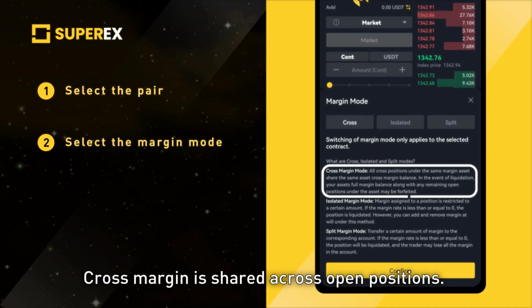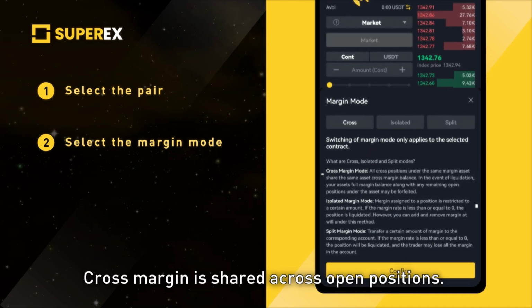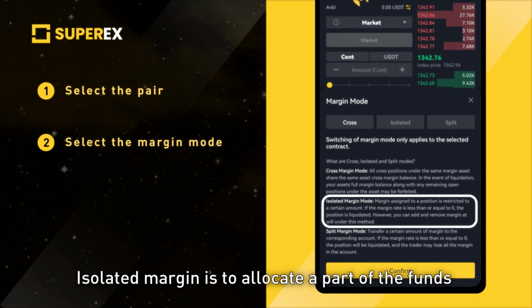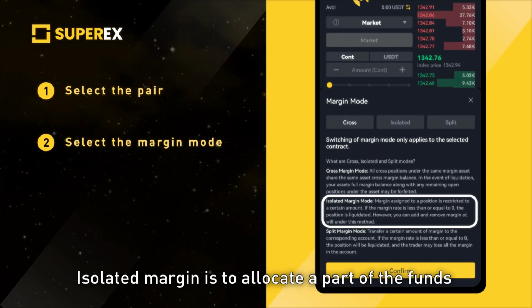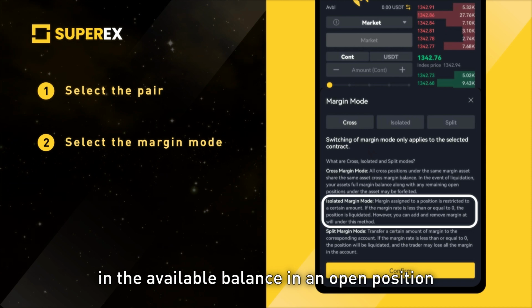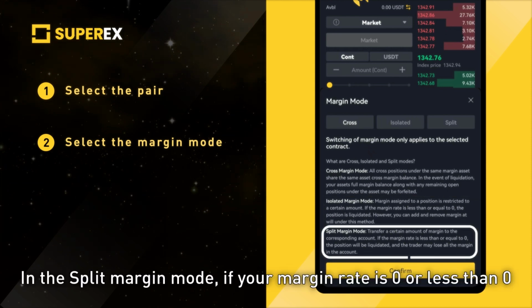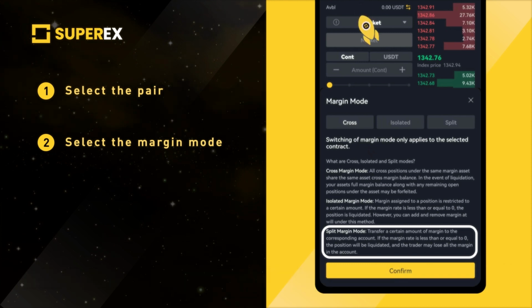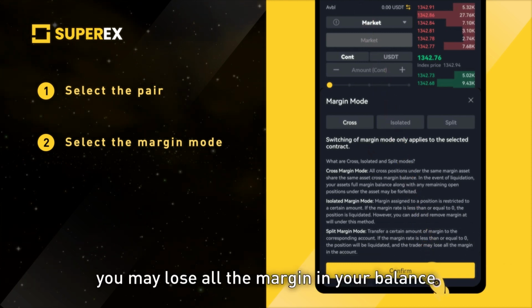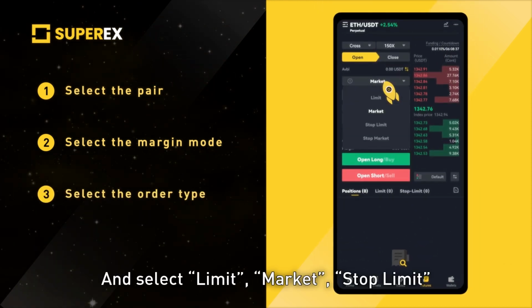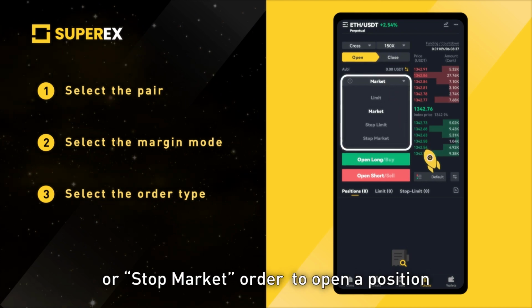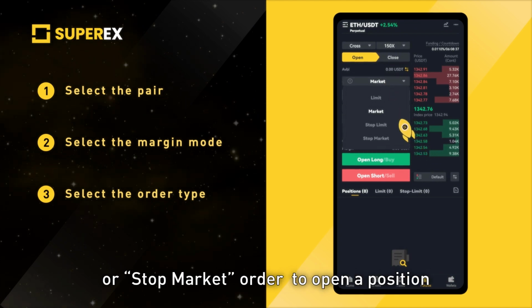Cross margin is shared across open positions. Isolated margin is to allocate a part of the funds in the available balance in an open position. In the split margin mode, if your margin rate is 0 or less than 0, you may lose all the margin in your balance. And select Limit, Market, Stop Limit or Stop Market Order to open a position.